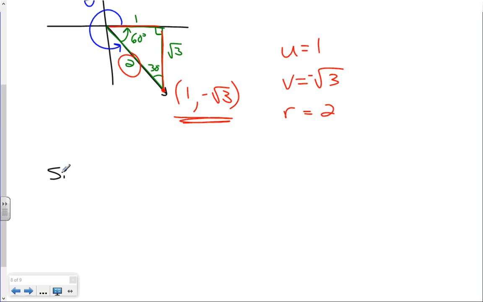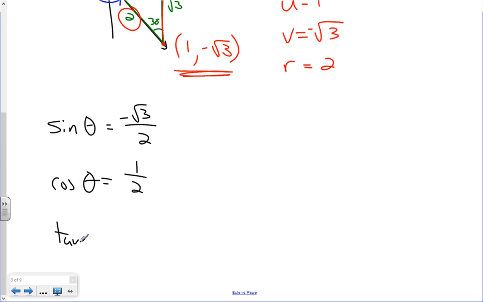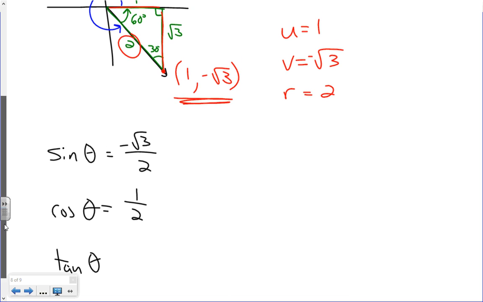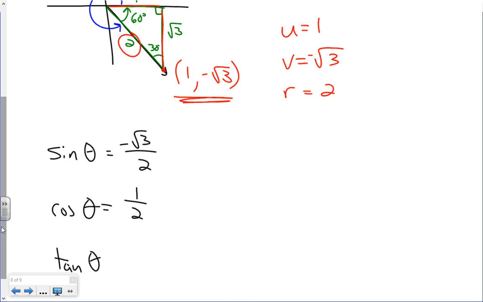So let's start out with sine. Sine of 300 degrees, or I'm going to write it as sine of theta here, since I define theta as the 300 degrees. Sine is equal to v over r, so that's a negative root 3 over 2. Cosine of theta is defined as u over r, that's 1/2. And finally, the tangent of theta is defined as v over u, so that's a negative root 3 over 1. I'm going to write it that way, and I'm going to leave it that way. It'll make it a little bit easier, perhaps, to do the reciprocal part of this, which is what we need to do next.